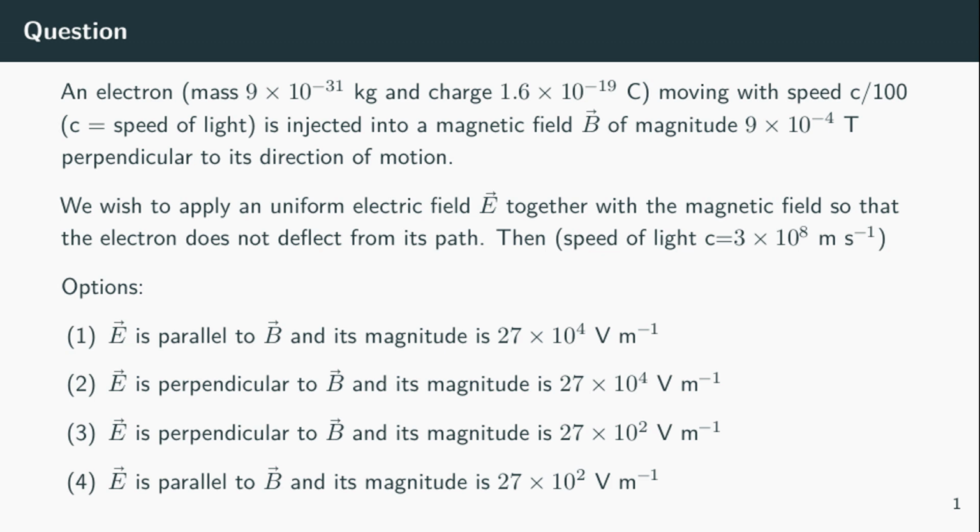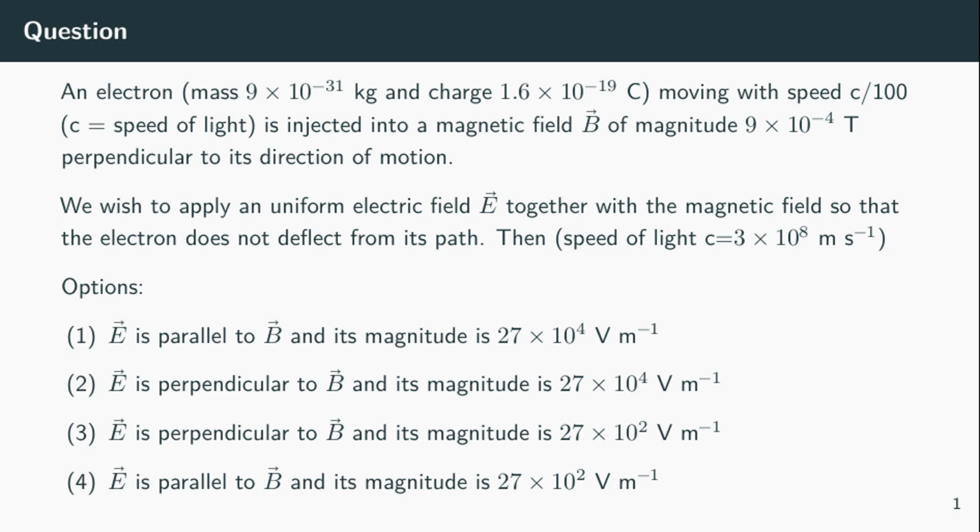It gets injected into a magnetic field, let's call it vector B, with a magnitude of 9 times 10 to the power of minus 4 Tesla. This magnetic field is perpendicular to the electron's direction of motion. Our goal is to figure out what kind of uniform electric field vector E we need to apply together with this magnetic field, so that the electron just keeps going straight without deflecting from its original path.